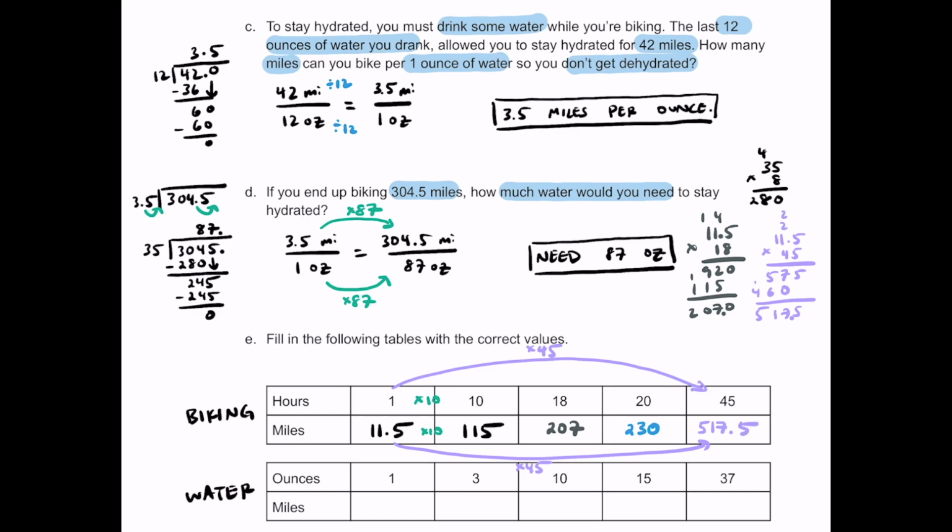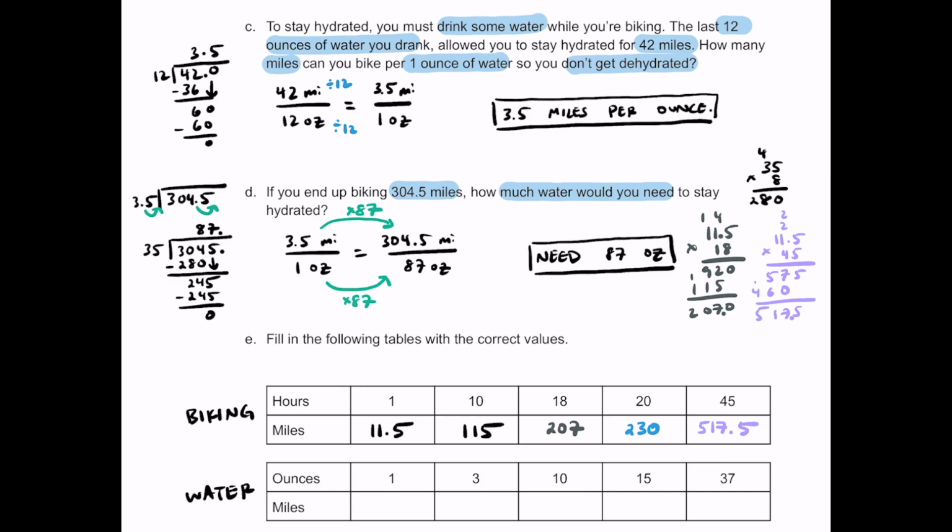Okay, I think I'm pretty confident with that one. 517.5. All right, and there you have this entire table filled in with all the correct values. And you can check it by multiplying the diagonals, or you can check each of the rates. Another way you can do is just say, okay, 1 times 11.5 is this, 10 times 11.5 is this, 18 times 11.5, 20 times 11.5, or 45 times 11.5. Unit rate can help you find out all of these values as well. Okay, now onto the water.